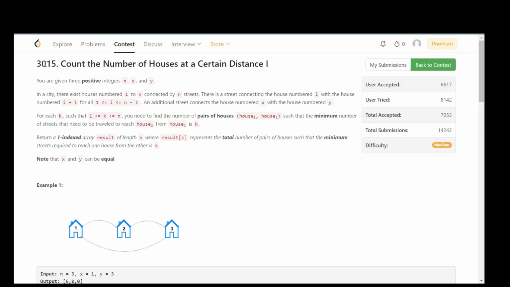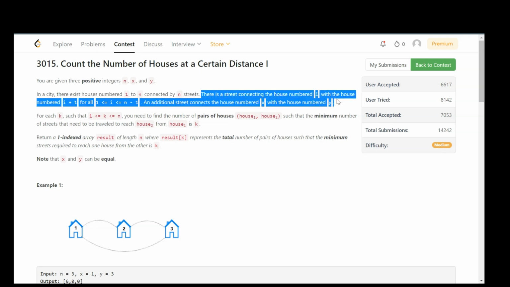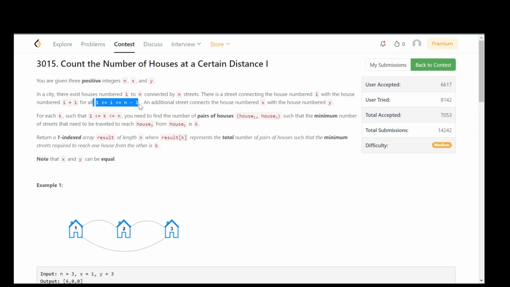The next question of LeetCode Contest 381 is Count the Number of Houses at a Certain Distance I. So what is the question stating is that you're given three positive integers n, x, and y. In a city, there exist houses numbered from 1 to n connected by n streets. Okay, so there is a street connecting the house numbered i with the house numbered i plus 1 for all i ranging from 1 to n minus 1.